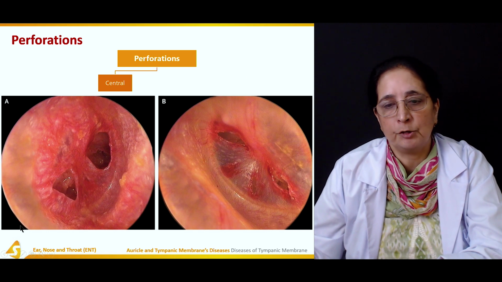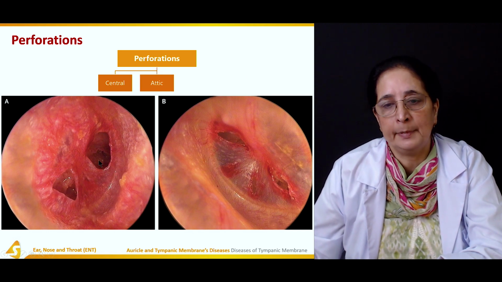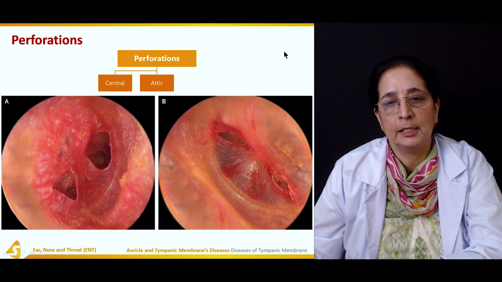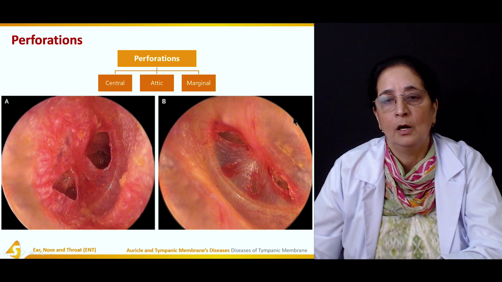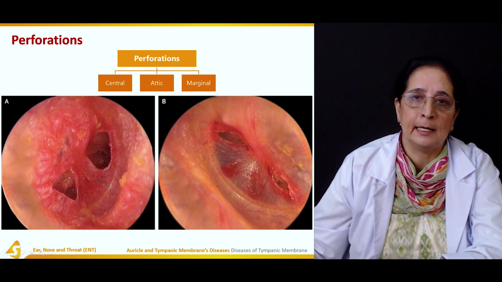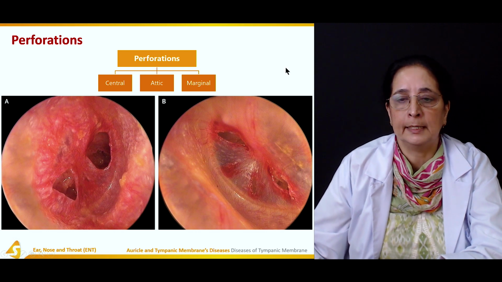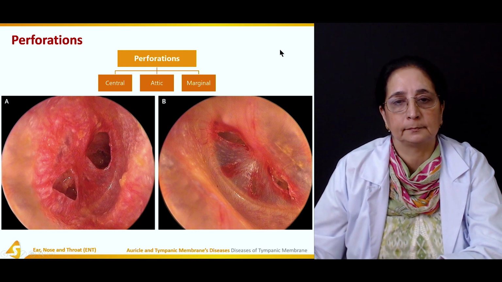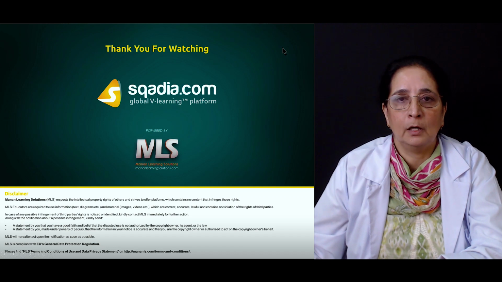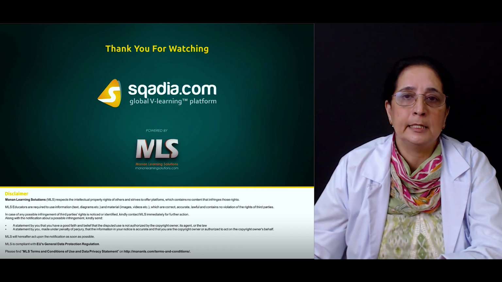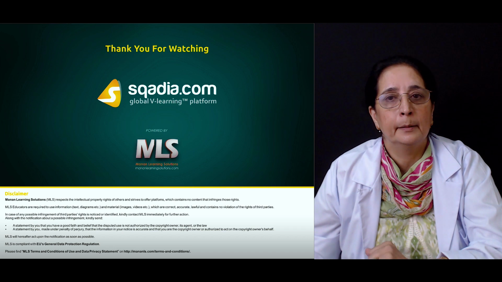Perforations can be central perforation, it can be attic on the top, or marginal on the side. So perforations can occur on different parts of the tympanic membrane. That was all about the abnormalities of the tympanic membrane.